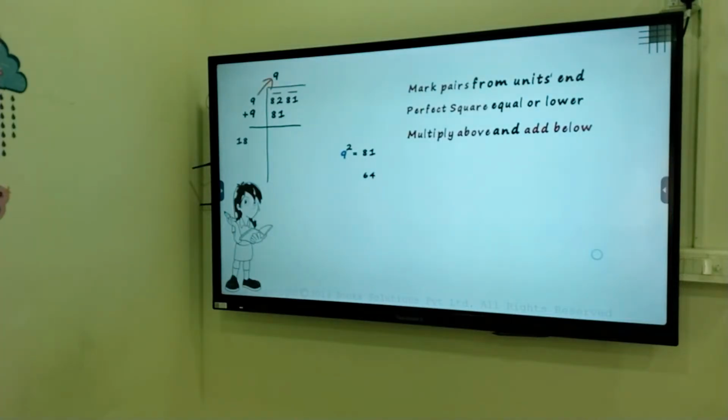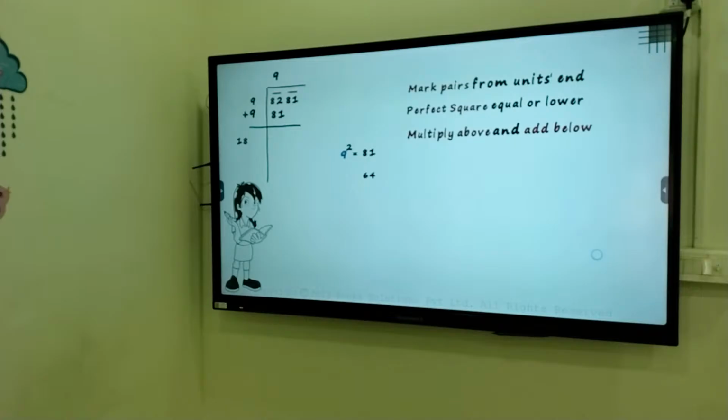We multiplied the same number with itself above and wrote the product here. And we added the same number with itself and wrote the sum here. Remember, when we multiply or add, we do the operation with the same digit. In this case, it's 9. So we have completed 3 steps. First, we found the pairs from the right. Second, we found the perfect square and wrote its square root here. Third, we multiplied above and added below.